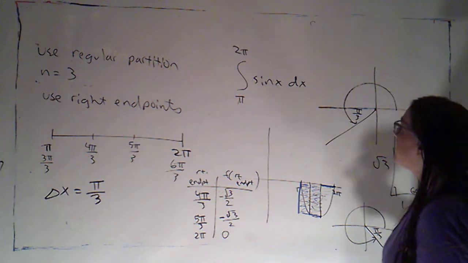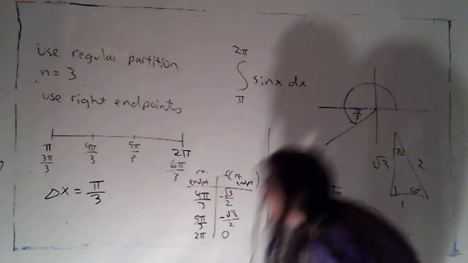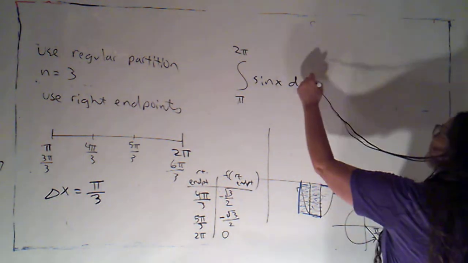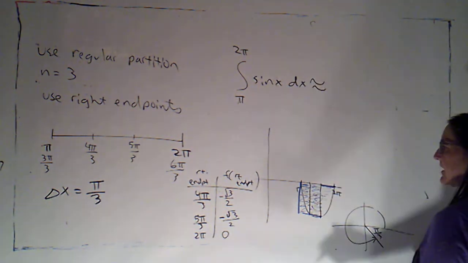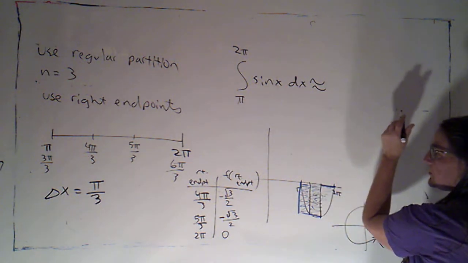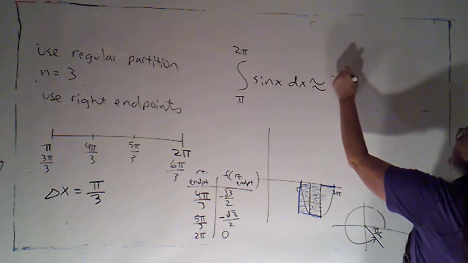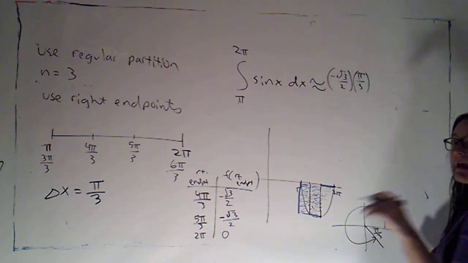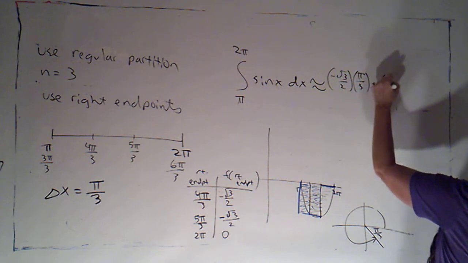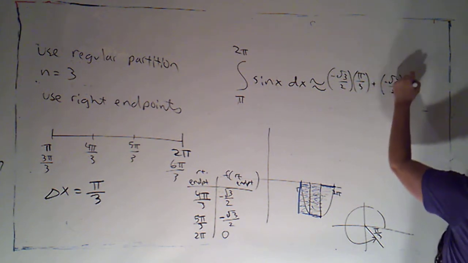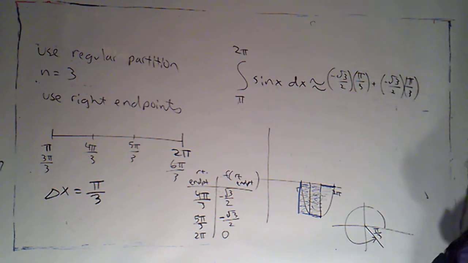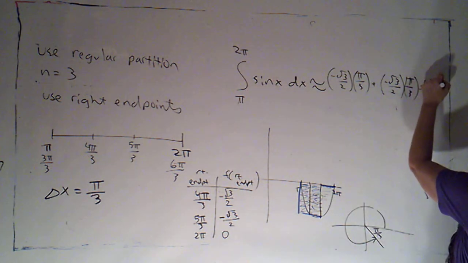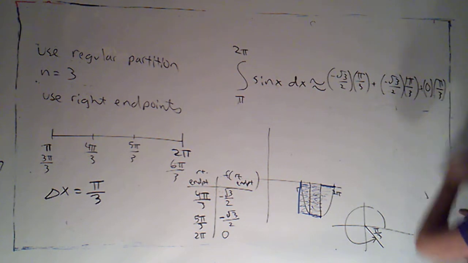Okay. So I can now say that this definite integral is approximately, let's see, we've got negative root 3 over 2 times pi over 3. That's a height times a base. Plus negative root 3 over 2 times pi over 3. That's a height times a base. Plus 0 times pi over 3. That's a height times a base.